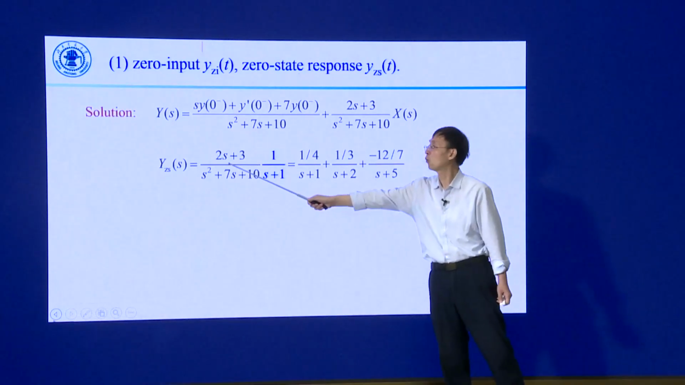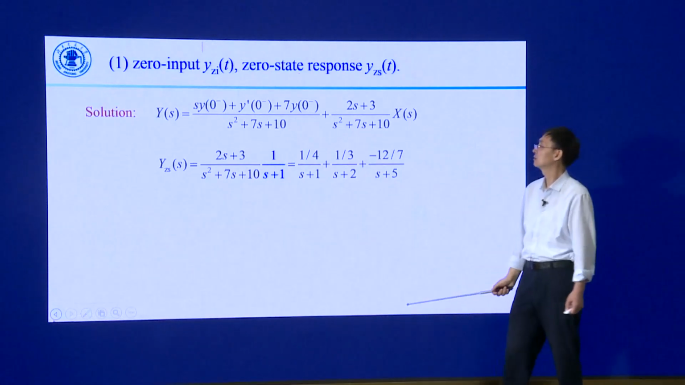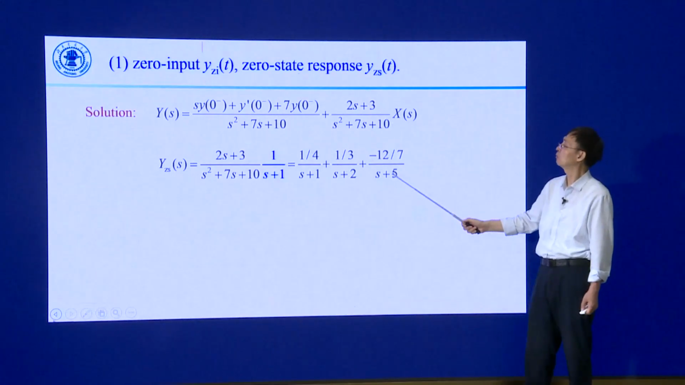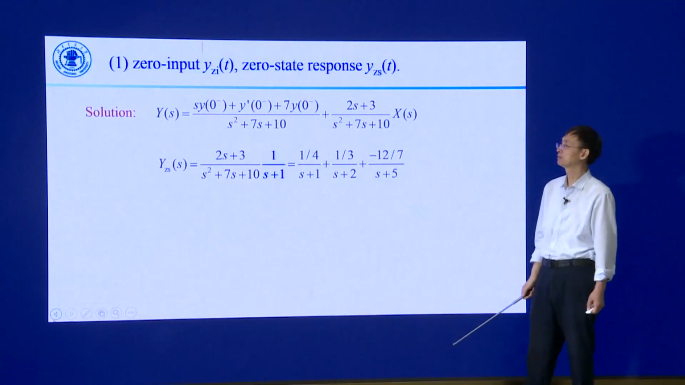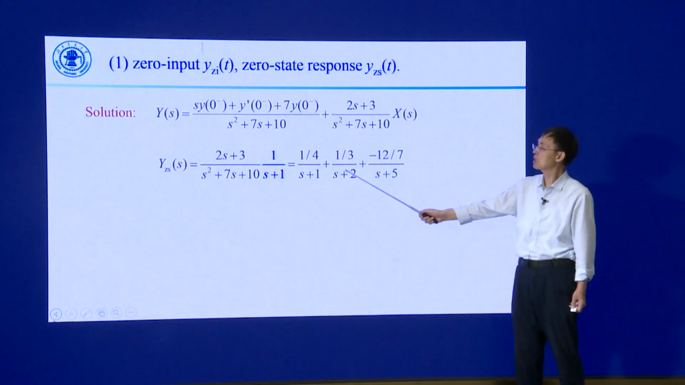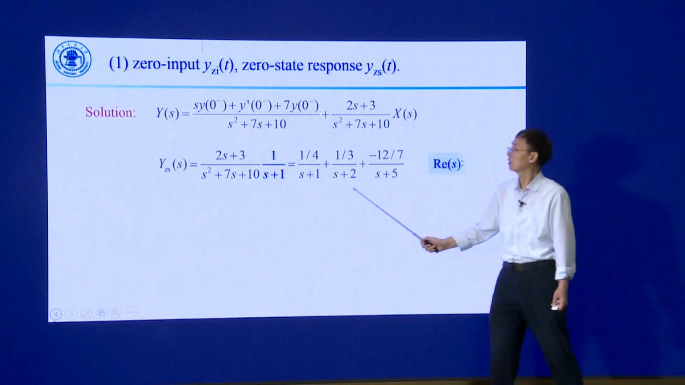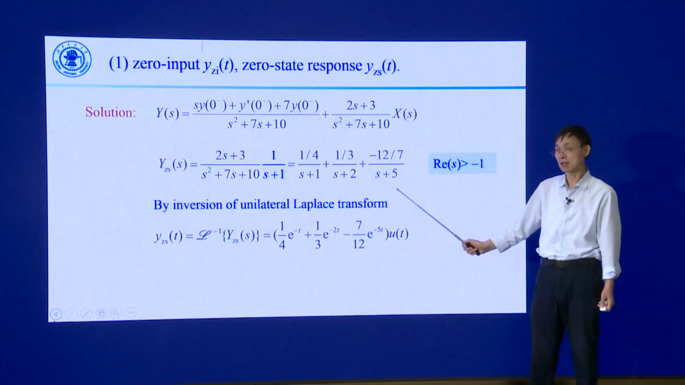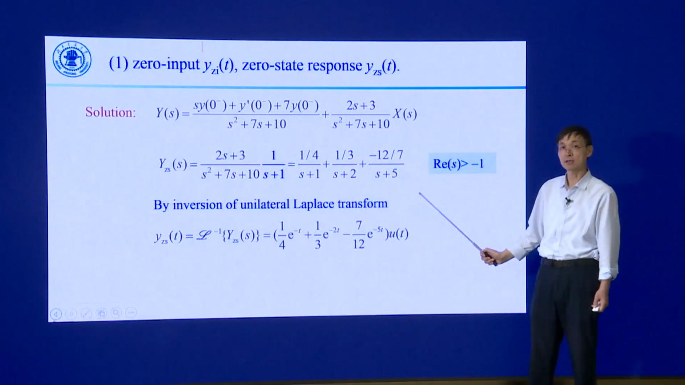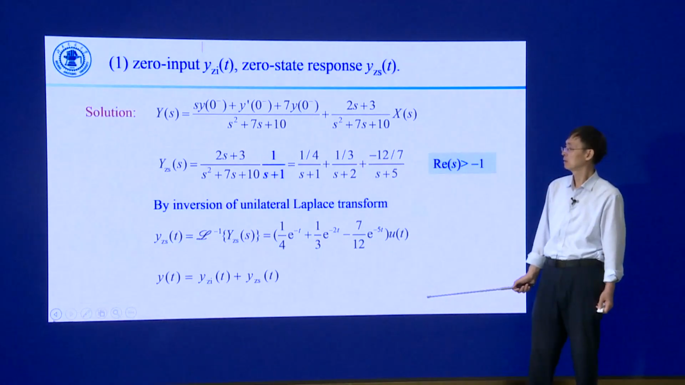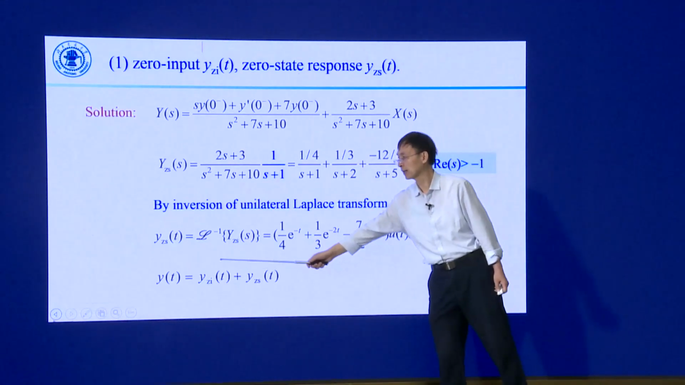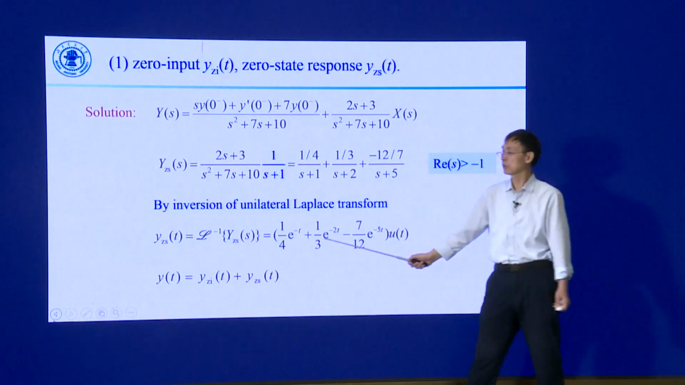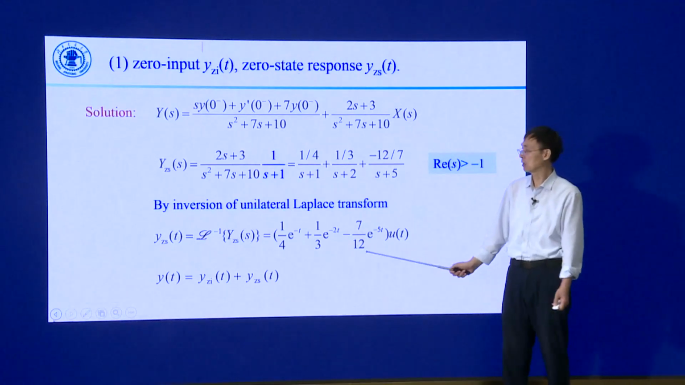This is YZS of S. This item corresponds to the unilateral Laplace transform of the input signal. By partial fraction expansion and the inversion of unilateral Laplace transform, we can get the zero state response for this system. Finally, we can get the total response for this system. It equals zero input response plus zero state response.